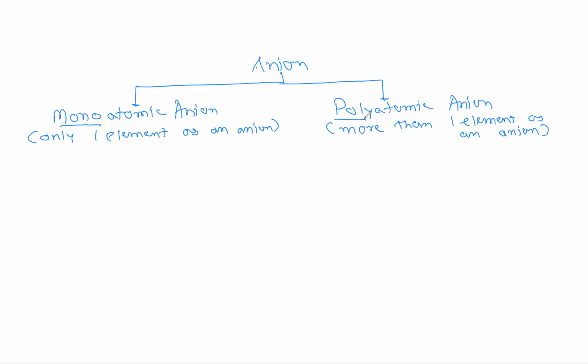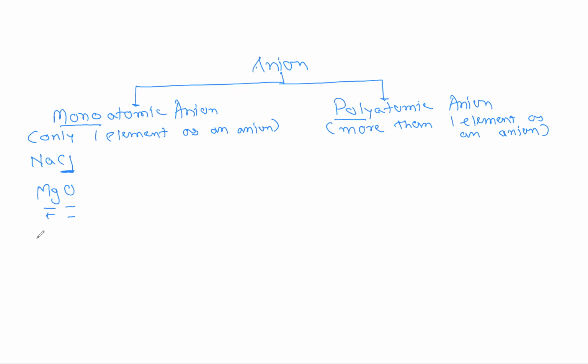Now, what are the examples of monoatomic anion? Like NaCl, in which you have this Cl, which is the anion. And you just have one element, which is Cl itself. This is called monoatomic anion. The other example I can give is MgO. In this case, Mg is a cation, oxygen is anion. What do we have as anion? Oxygen itself, one element.